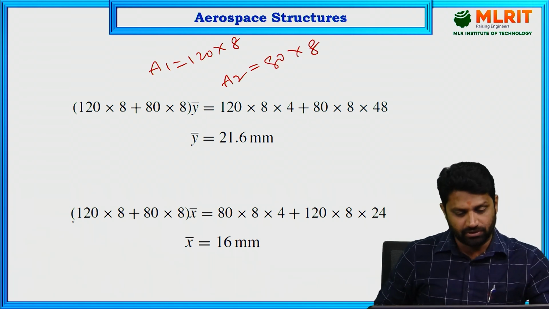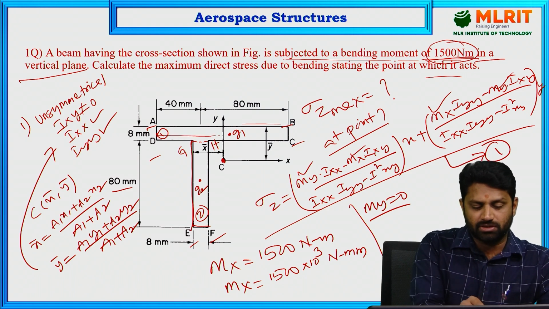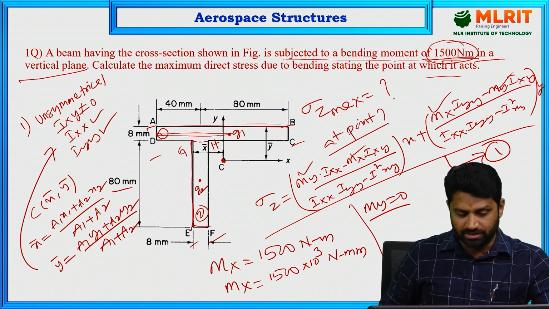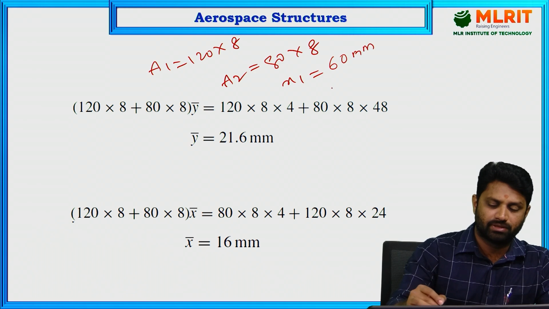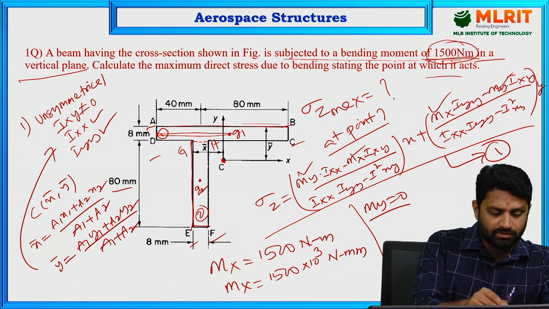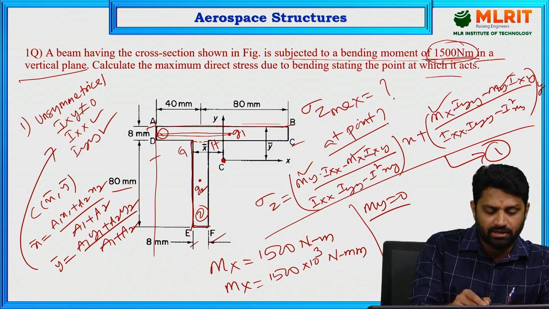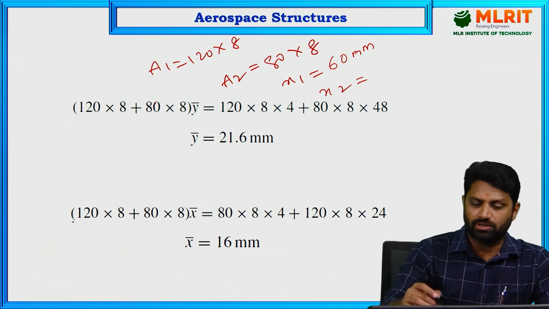And similarly, if you try to write the x distances also, x1 is the distance from here to here. So the total distance is 120 mm, and half of the distance will be 60 mm. So x1 will be 60 mm. And x2, if you look at the diagram, again you are going to take the same reference point here, but you are going to take up to the second figure's centroid, that is here, which is nothing but the same distance here, that is 40 mm. So x2 you are going to get 40 mm.